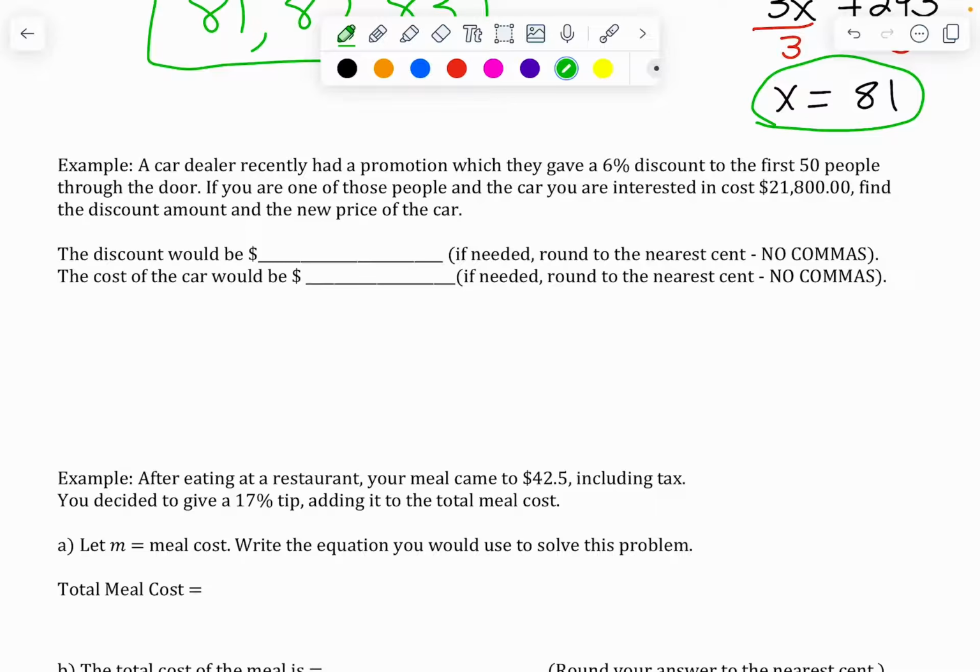So the discount would be blank. If needed, round to the nearest cent, and don't put any commas in. And then we're going to find the cost of the car after the discount is applied. So for us to do this, let's first mark that when we see the word discount, that tells us we are going to subtract because we're paying less than the original price.